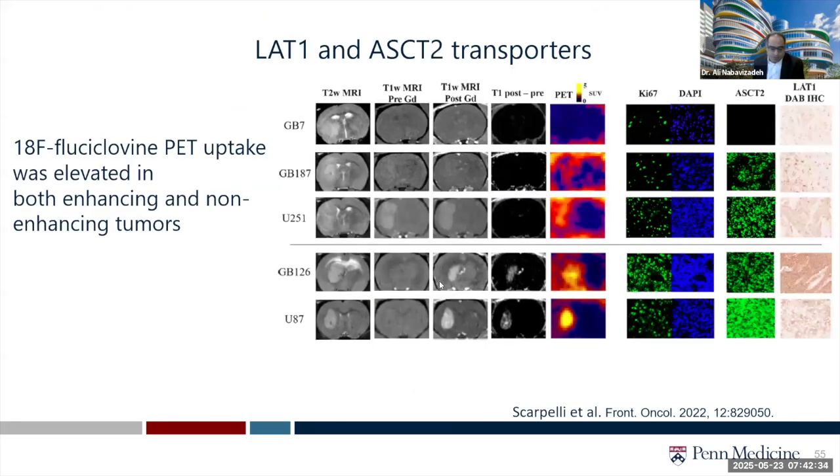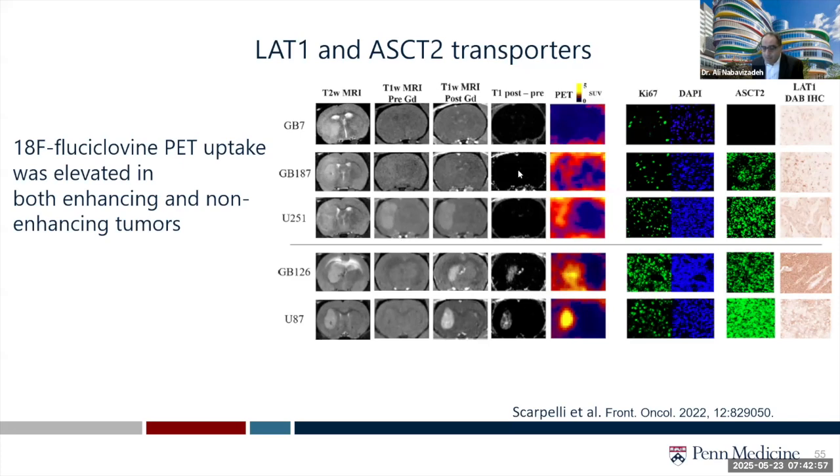The beauty of amino acid PET imaging is that it doesn't require blood-brain barrier disruption. This is an animal study that uses 5 different cell lines of glioma. And you can see that some tumors are enhancing. This is T1 pre, this is T1 post, so enhancing tumors at the bottom rows. And you can see PET uptake.